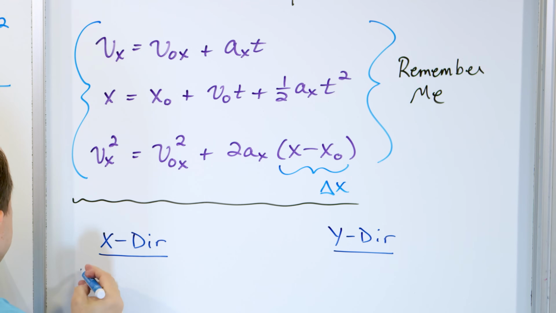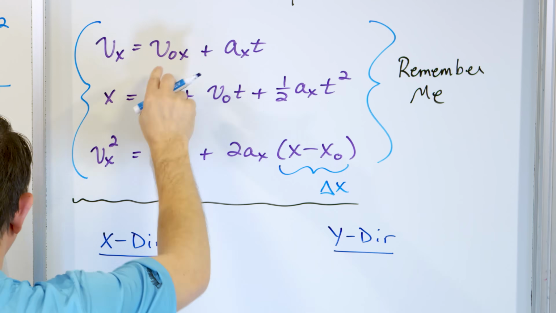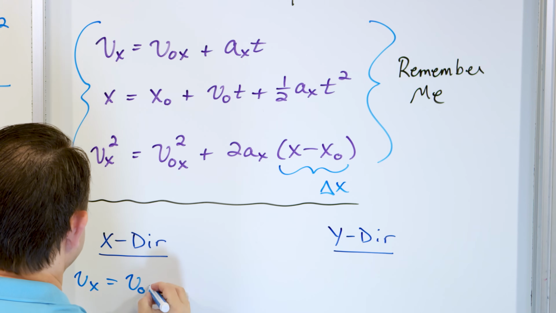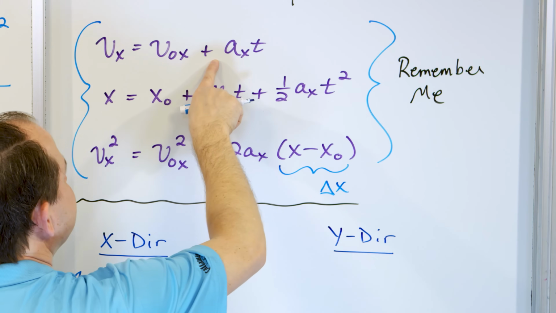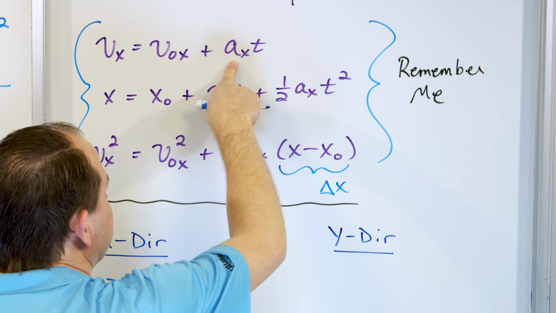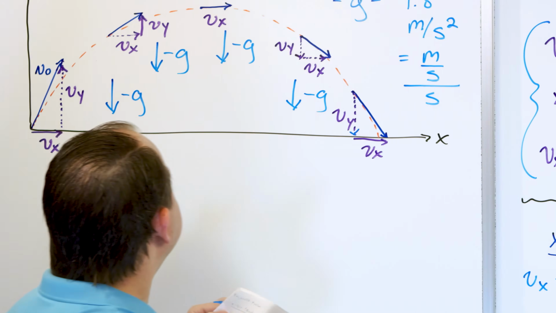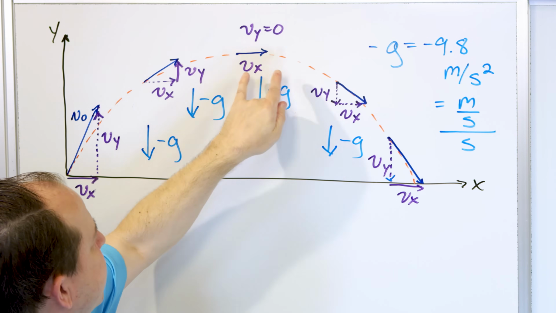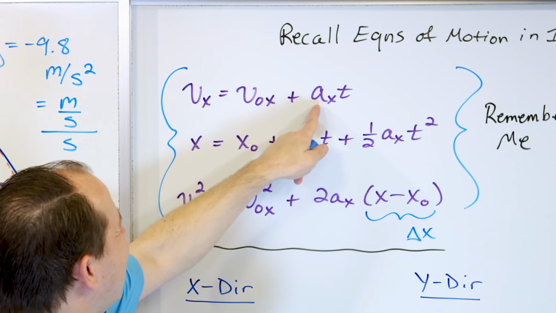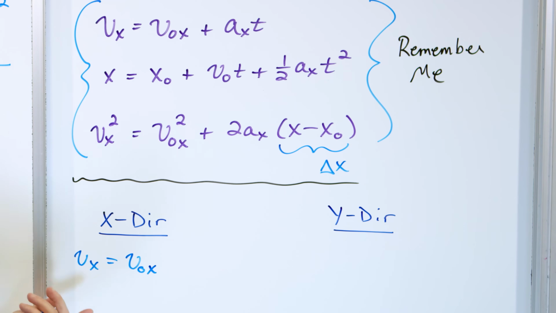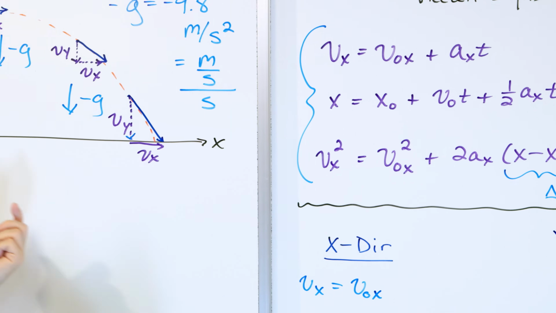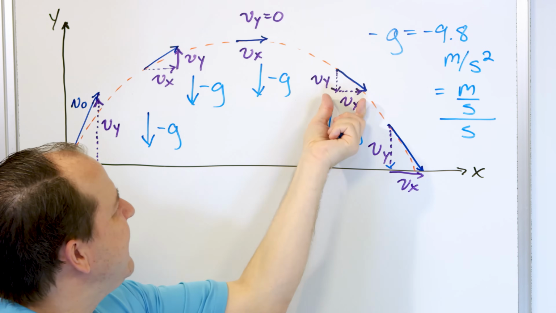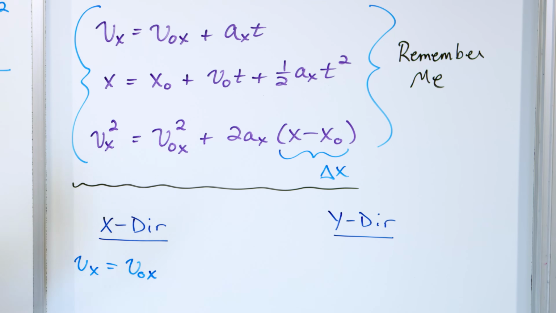The velocity in the x direction would be the initial velocity in the x direction plus 0 for acceleration, because there is no acceleration in the x direction, times time. There was no increasing of speed in the x direction, so a_x just goes to 0, and this is the equation you get. All it tells you is that the velocity in the future in the x direction is equal to the initial velocity in the x direction. It never changes. That's all this equation is telling you.